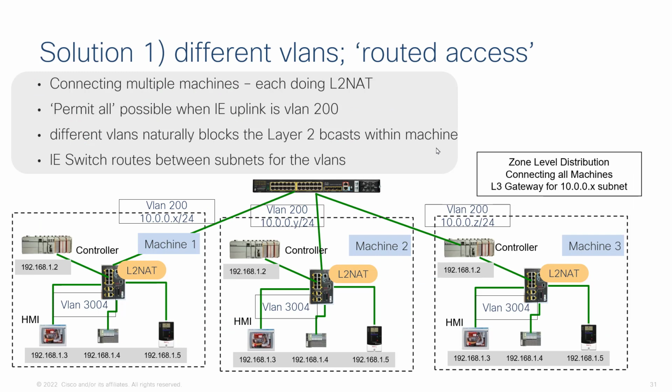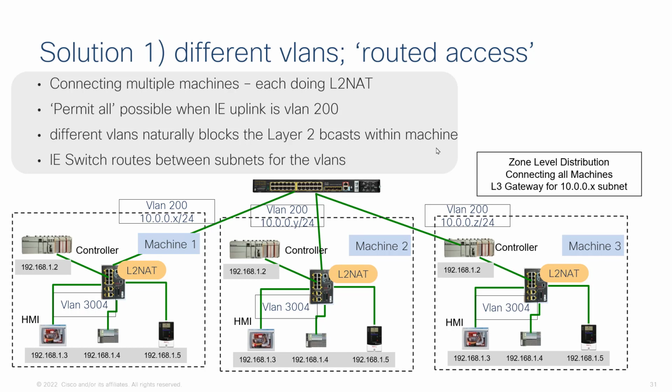There's a couple of different solutions that we're going to talk about here. The one that I use most often is called routed access. Really, this works by using an internal VLAN and an external VLAN, and then subnets or IP addressing to route between the two only for those components inside the machine for which you need to communicate outside.